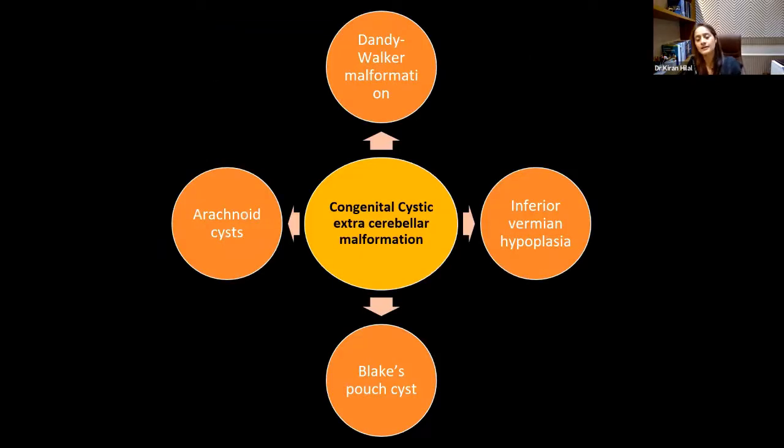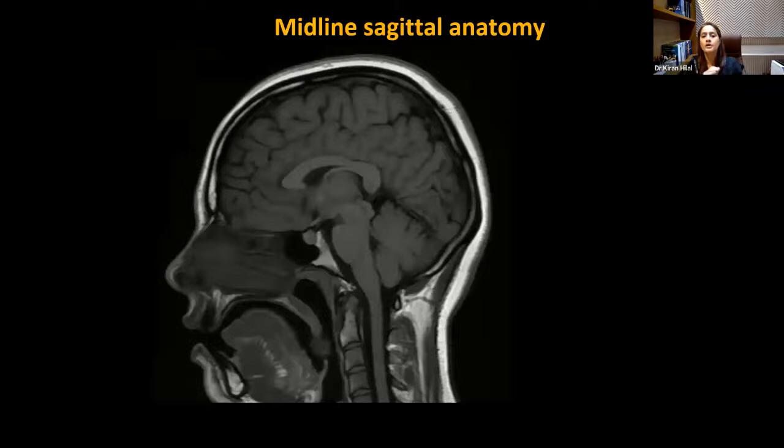So my lecture is going to be all about the congenital cystic posterior fossa malformations, and this mainly includes the four entities we are going to talk about: the Dandy-Walker malformation, the inferior vermian hypoplasia, Blake pouch, and the arachnoid cyst. So before we move on towards the pathologies, let's discuss the mid-sagittal anatomy, and this is very, very important to understand.